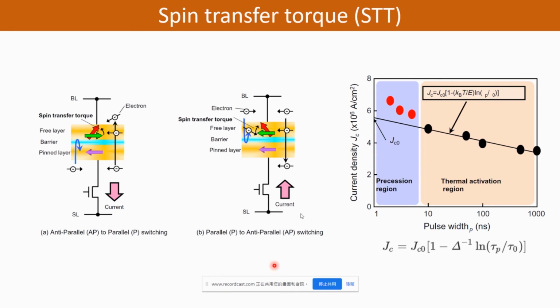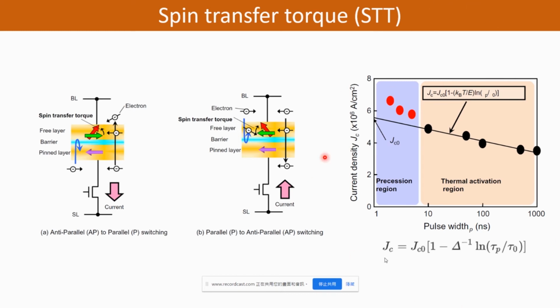And picture B here is the case of the parallel to the anti-parallel switching. And here the electrons flow from the free layer to the pin layer. After the electrons pass through the free layer, the electrons with the same spin direction as that of the magnetization in the pin layer pass through the layer. However, the electrons with the opposite spin direction are reflected at the boundary between barrier and the pin layer and injected into the free layer. This current exerts STT on the magnetization of the free layer, and when the amount of the spin polarized current exceeds the threshold value, the magnetization of the free layer is switched.